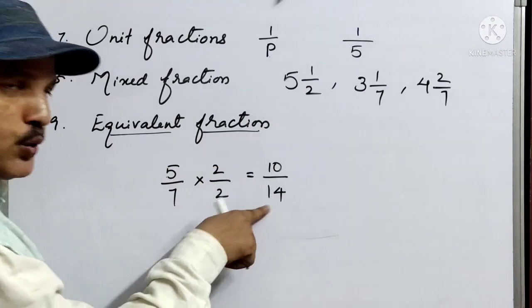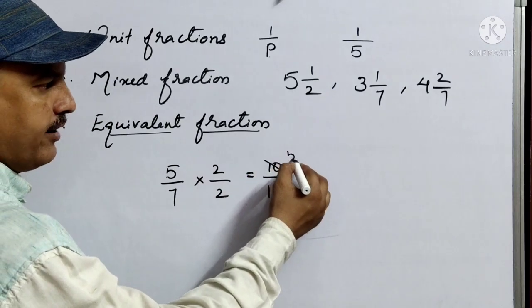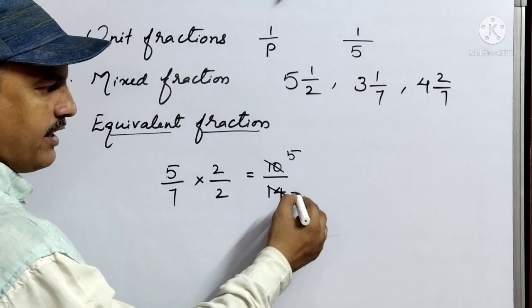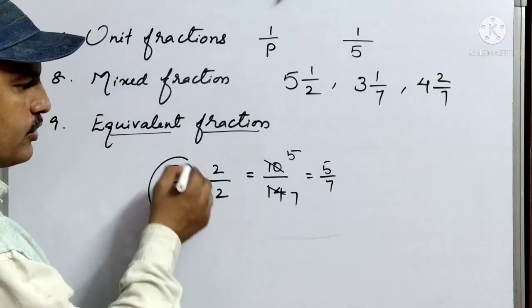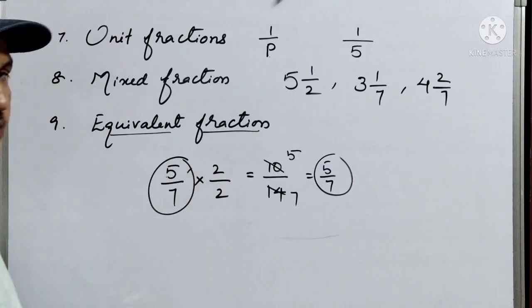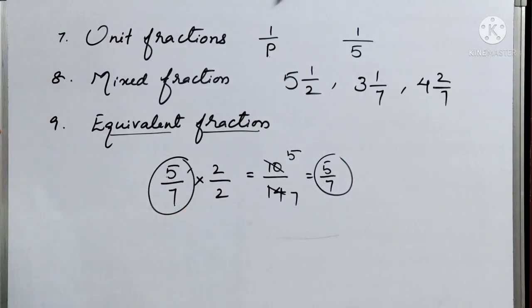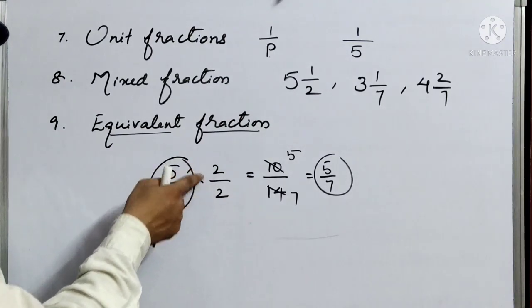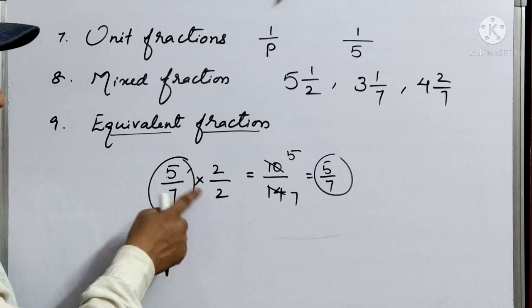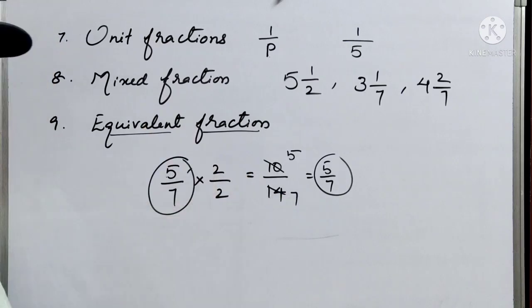Now simplify this one. 2 5s, 2 7s. How much did you get? 5 by 7. Again you got 5 by 7. That means if you multiply with any number, but both should be the same, and then if you simplify it, you should get the same answer.